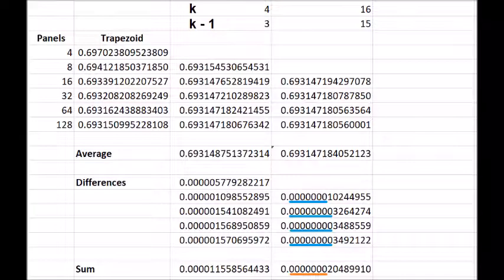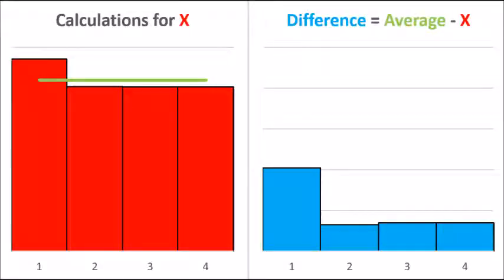Once we've decided on k equals 4 in the third column, we run through the same process in the fourth column. Keep guessing k until you get calculations for x clustered closely around a common average. By trial and error, k equals 16 turned out to be the best guess.